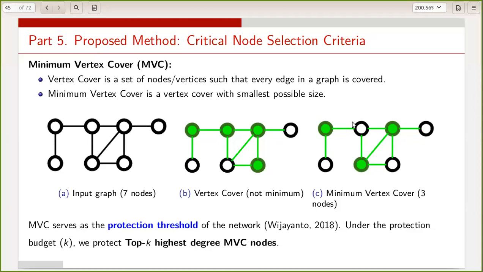We mentioned here that this is called the protection threshold. This is the threshold you can achieve by protecting just that number of nodes. You can protect the whole network with the minimum size.